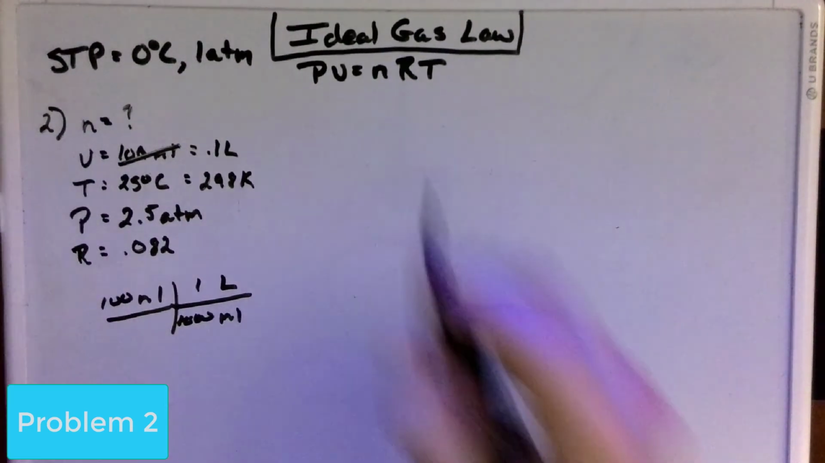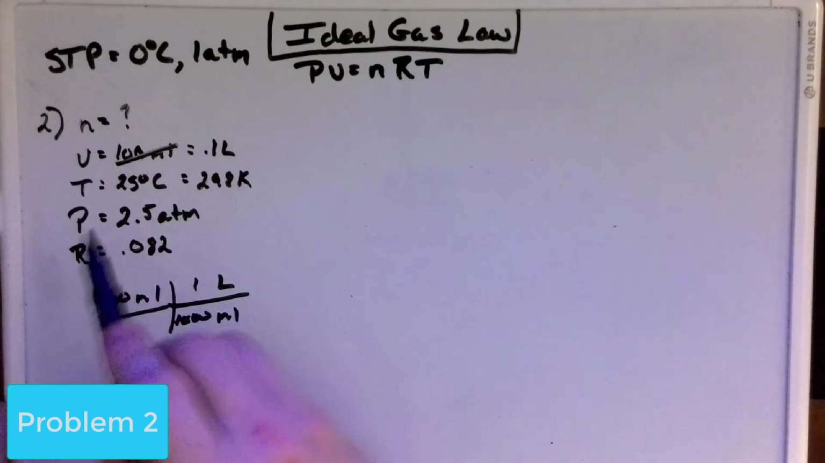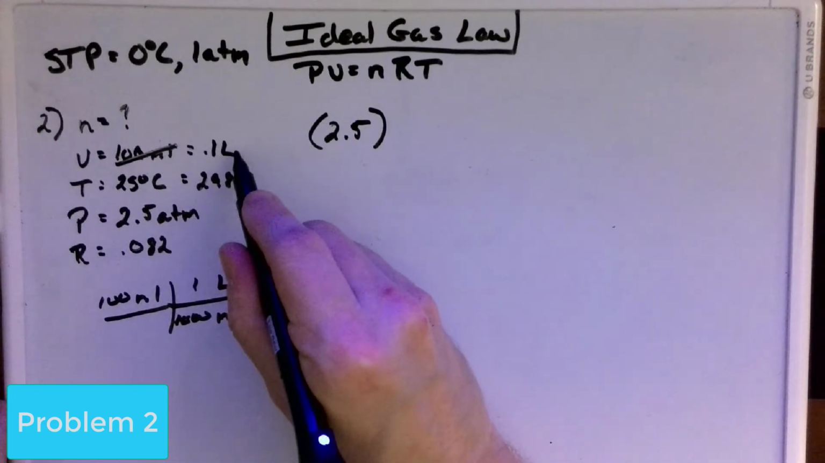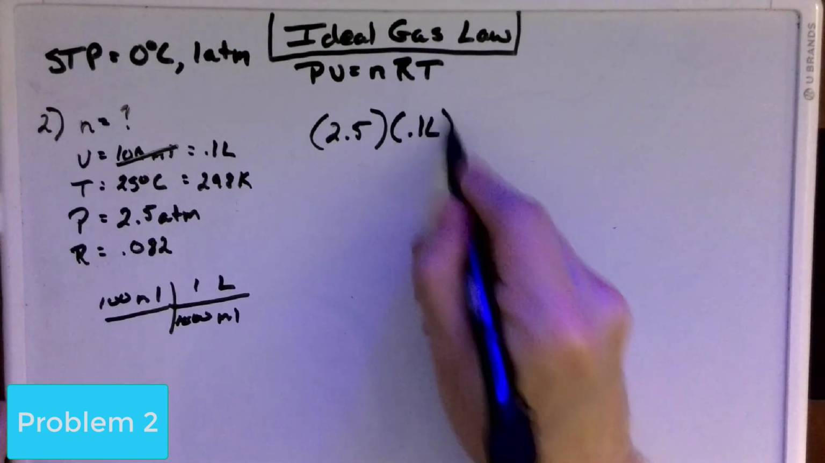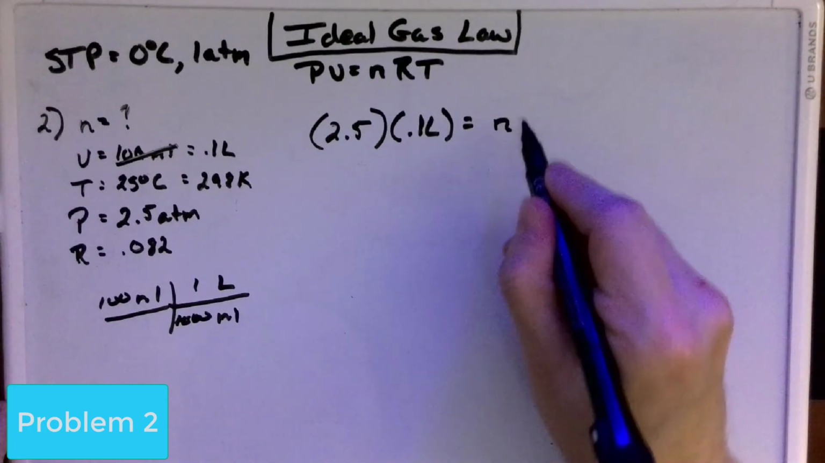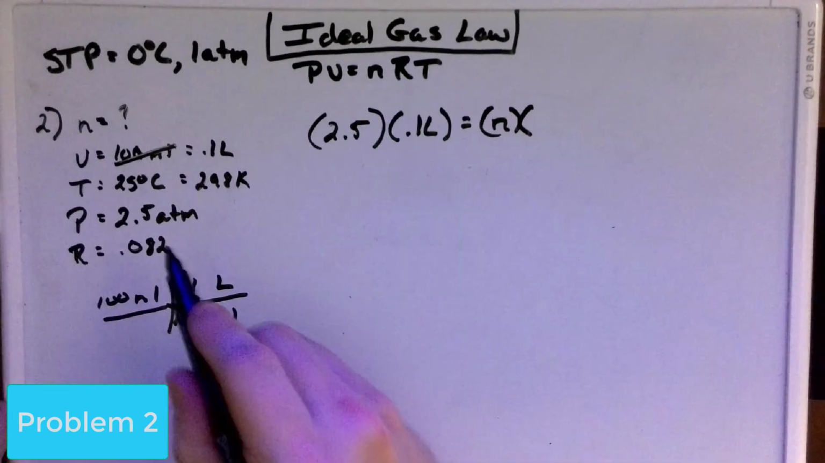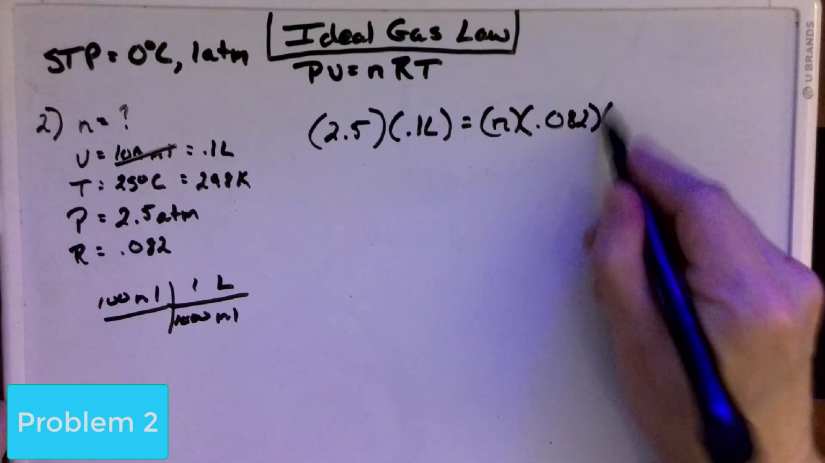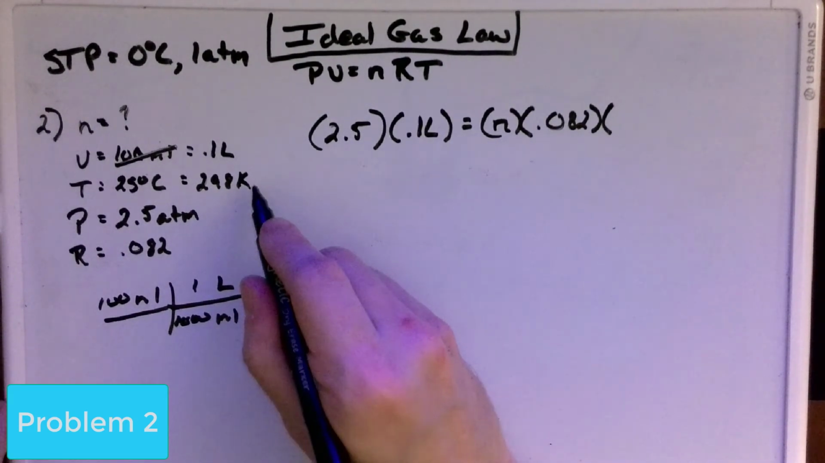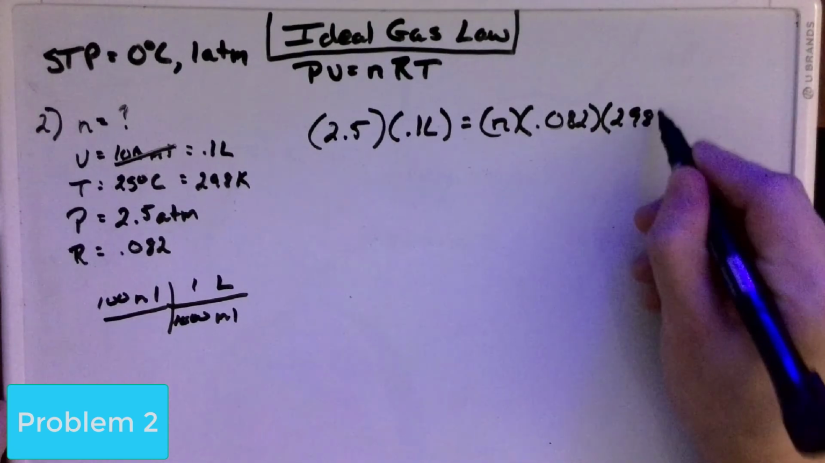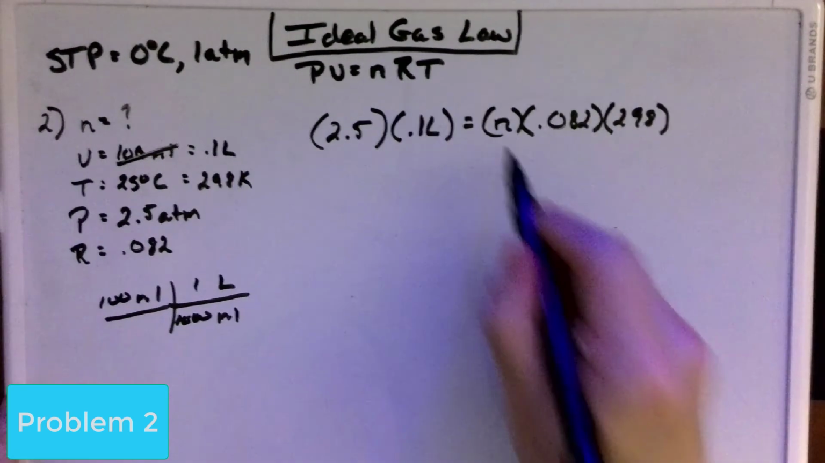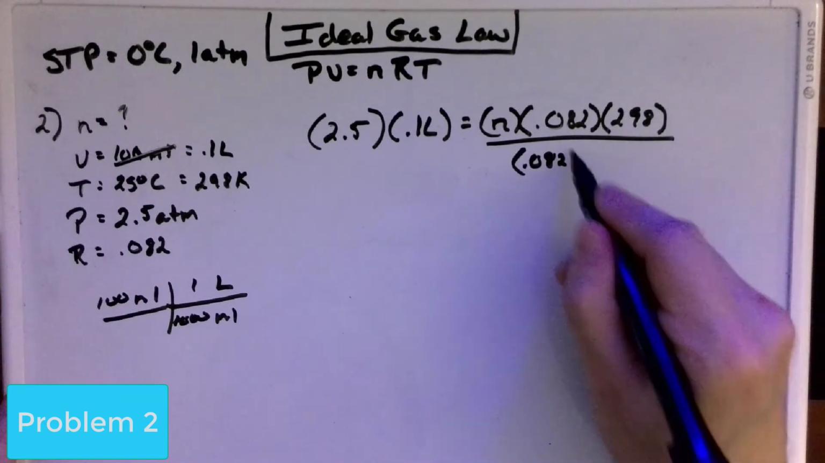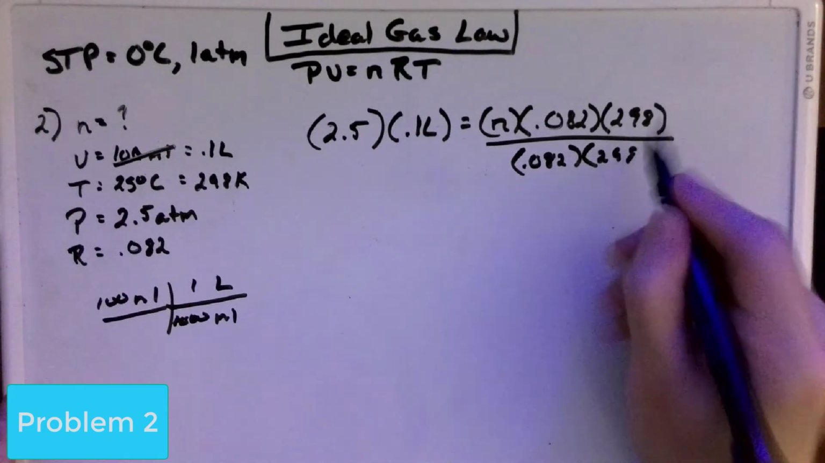Now that we have the correct units, we can plug it into the ideal gas law. Pressure is 2.5 atmospheres. The corrected volume is 0.1 liters. Number of moles is what we're seeking. We'll leave that as N. R value for atmospheres is 0.082 according to the constant on this paper. And then the temperature is 298 Kelvin, not using Celsius. Solving for N, divide both sides by 0.082 times 298.